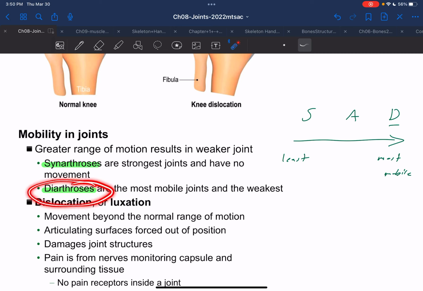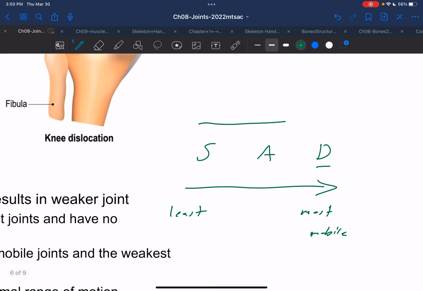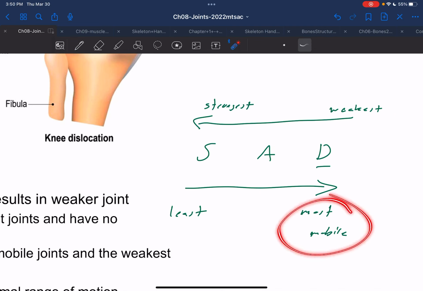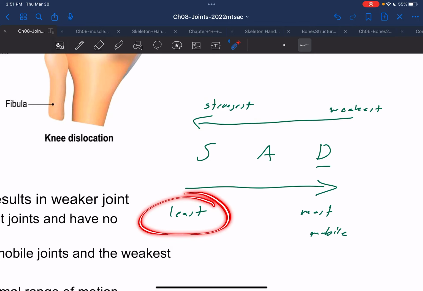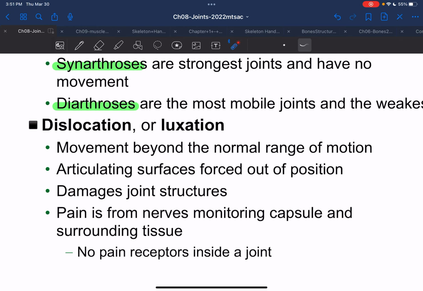And the diarthrotic ones are the most mobile and therefore the weakest. And so this same flow chart can function like this: you can think to yourself, weakest and strongest. Because they're capable of moving much more, they are the most mobile, that makes them more in danger of dislocation or luxation. And so the strongest have the least amount of movement, and they're in the least danger of dislocating. And the proper definition of a dislocation is movement beyond the normal range of motion.